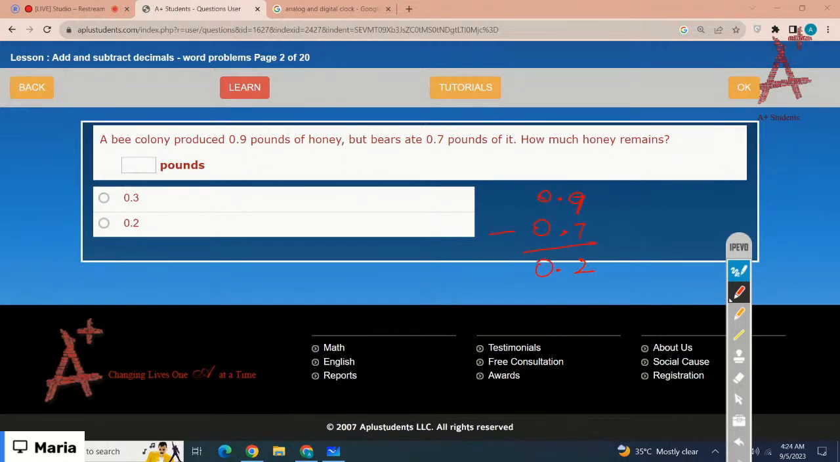So that means the honey left is 0.2. How? 9 minus 7 is 2. That would be just 0.2. Be careful while adding or subtracting.